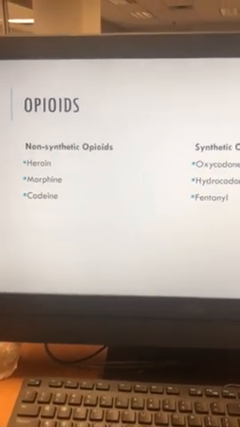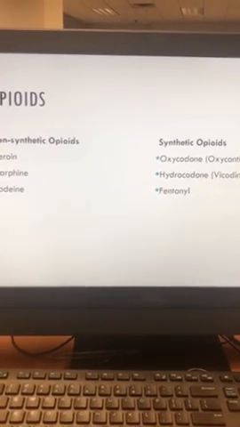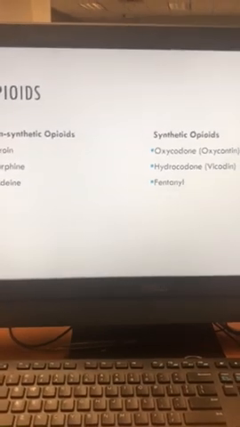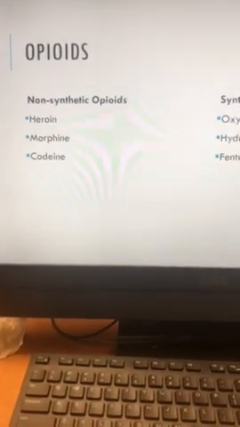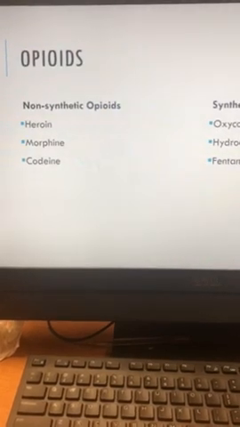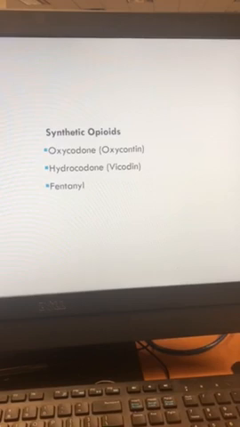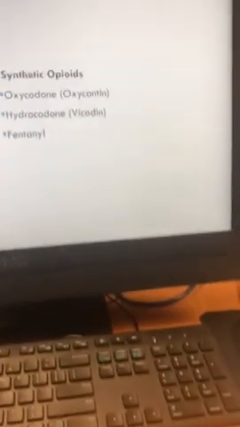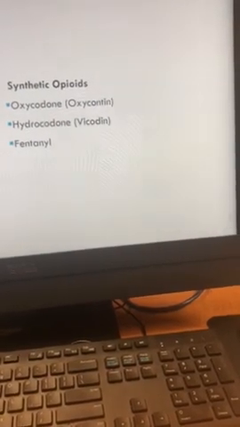Okay, with opiates, we have two categories. We have non-synthetic opiates, and we also have synthetic opiates. The non-synthetic opiates are heroin, morphine, and codeine. And the synthetic opiates are oxycodone, another name for it is OxyContin, hydrocodone, another name for it is Vicodin, and we also have fentanyl.